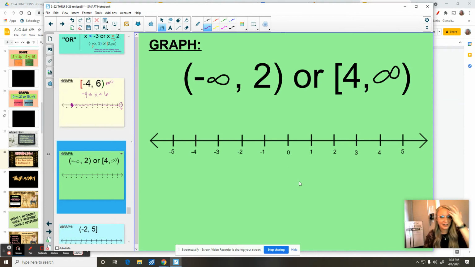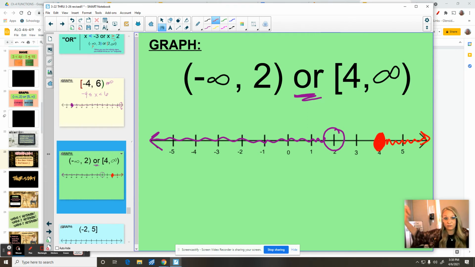If you're like, how do we know if this is and or? Well, my friends, it literally tells you or right here. So it says you've got -infinity to 2. Okay, well, first of all, 2 has a parentheses, not a bracket, so it's going to be an open circle. And then we highlight everything going down to -infinity. Or 4 to infinity. Well, the 4 has a bracket, which means it's going to be a closed circle, and it'll shoot off into infinity, covering infinitely many real numbers.